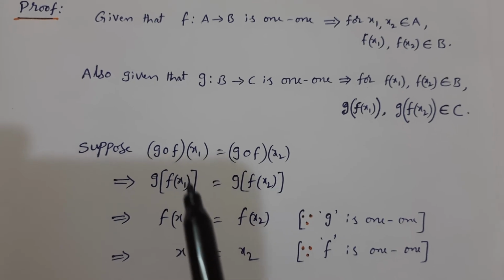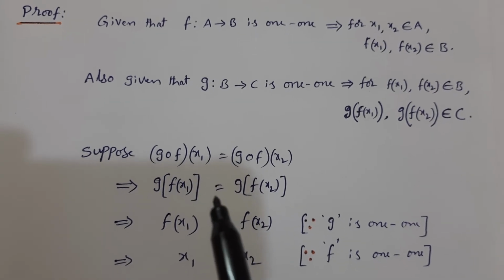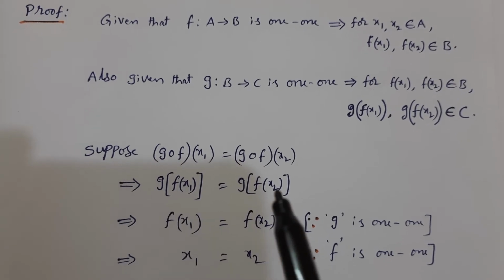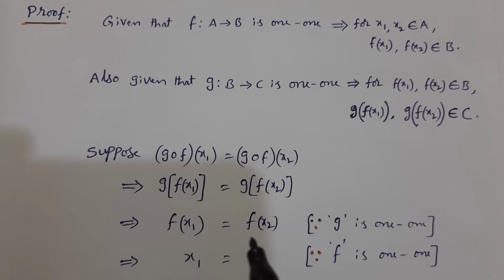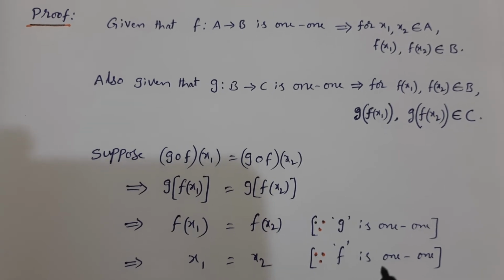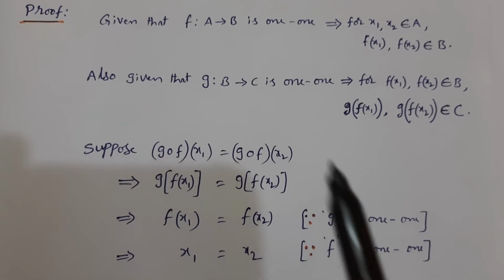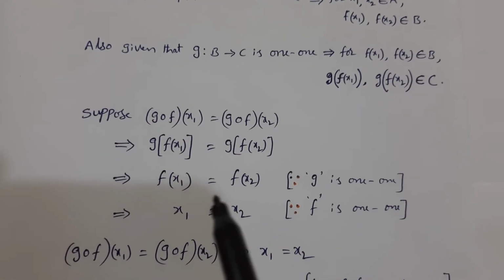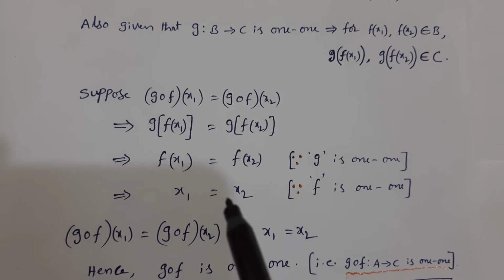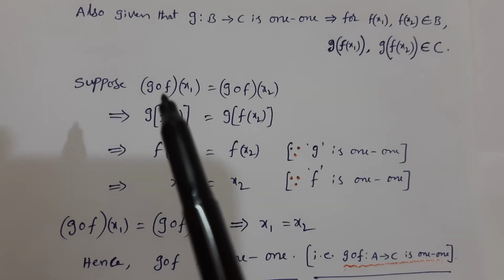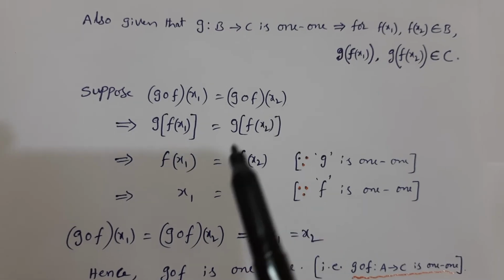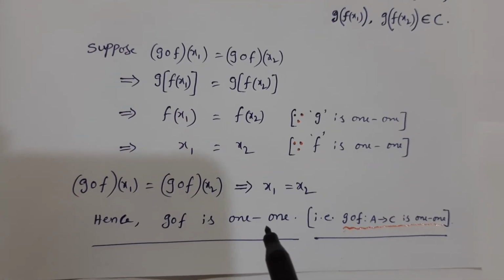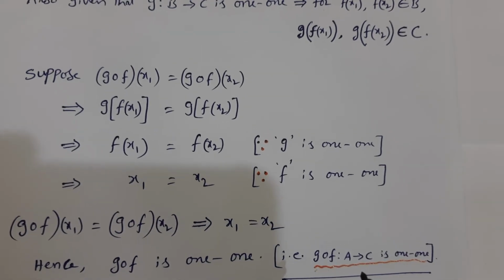If a function is one-one, suppose here g is one-one, that implies g(y1) equals g(y2) implies y1 equals y2. In the same way, g(f(x1)) equals g(f(x2)) implies f(x1) equals f(x2). Here f is one-one, as given in the statement. So f(x1) equals f(x2) implies x1 equals x2. Finally, (g∘f)(x1) equals (g∘f)(x2) implies x1 equals x2. Therefore, g circle f is one-one. That is, g circle f from A to C is one-one.